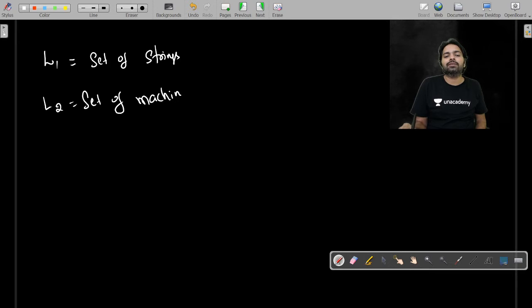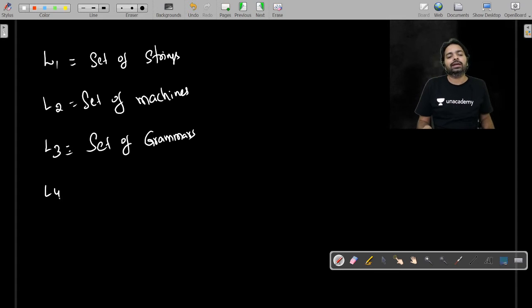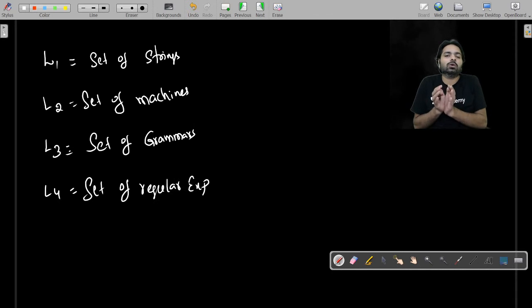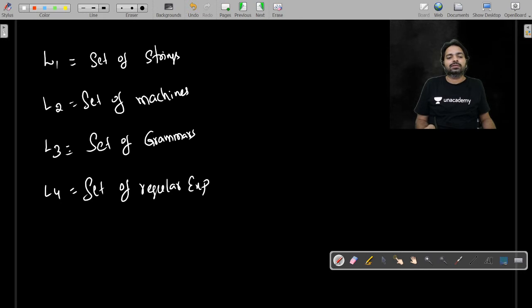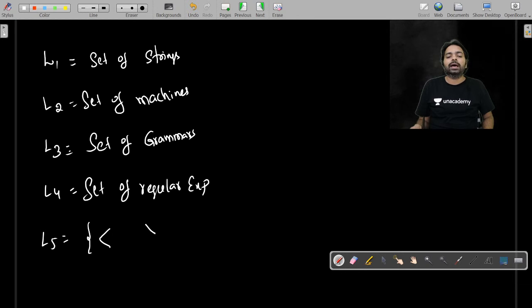The machines may have any criteria, and sometimes you may have a language that is a set of grammars. A grammar can be context-free grammars or regular grammars, depending on your requirement. And it can even be a set of regular expressions. Even I can do that. Suppose I want to write all the expressions where each expression generates epsilon, something like that.